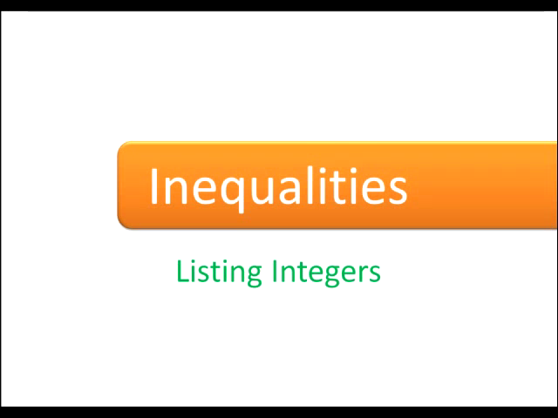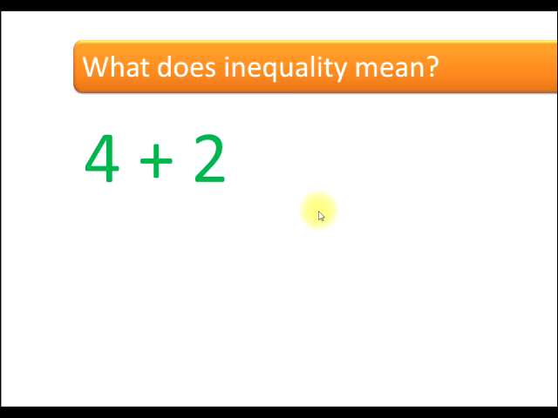In this video, I'm going to take you through how to list integers from inequalities. But before we do that, we've got to actually understand what an inequality means. So if we take something like this, 4 add 2, I'm sure you're all thinking, well, that's 6. And of course it is. And we could say 4 add 2 is equal to 6.